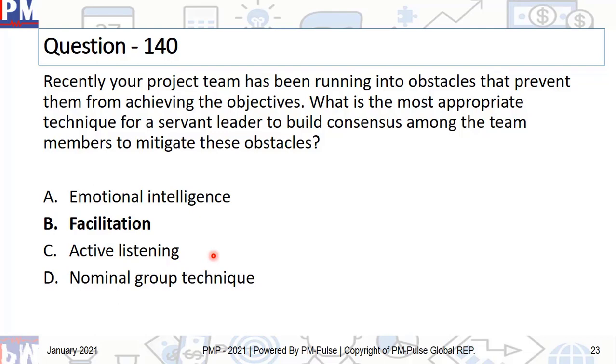Active listening is being a good listener, right? Nominal group technique is basically a voting technique, and emotional intelligence has more to do with your ability to govern your own as well as understand other people's emotions, right? But that is not going to give you consensus. Facilitation skills will provide you with the consensus. Emotional intelligence may help you arrive at consensus or help you do better facilitation, but that's not the reason why you get consensus. That is facilitation.